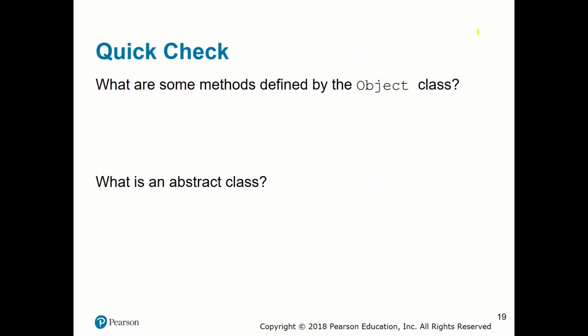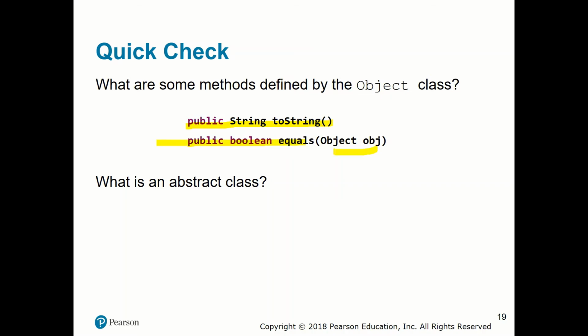Okay, let's do a quick check. What are some methods defined by the Object class? I explained two very important methods. One is toString and the other is equals, right? So public String toString, public boolean equals, and Object.